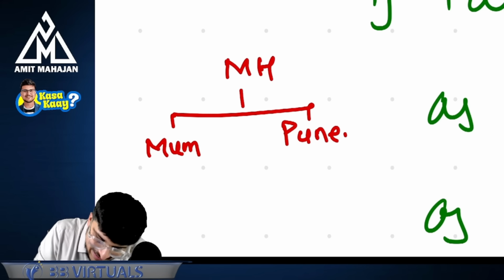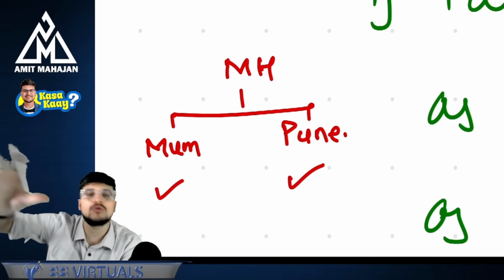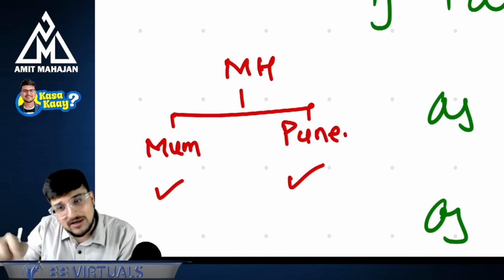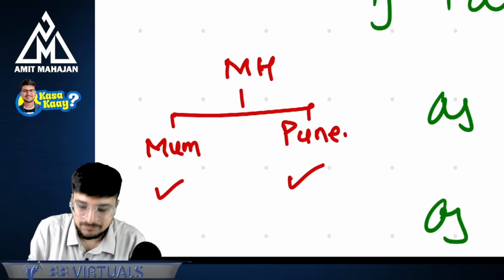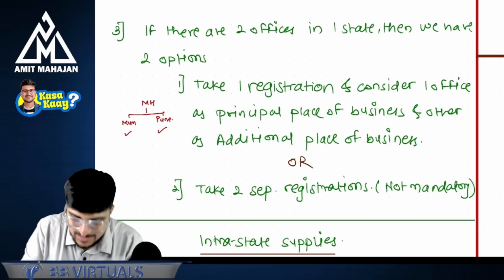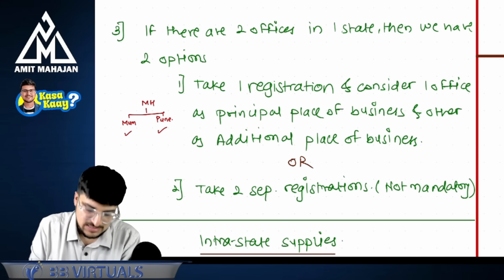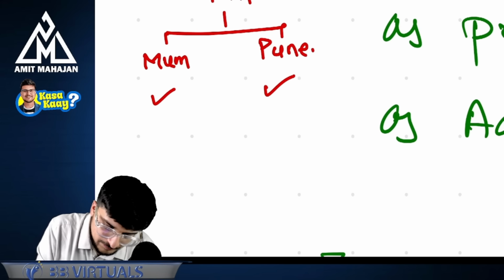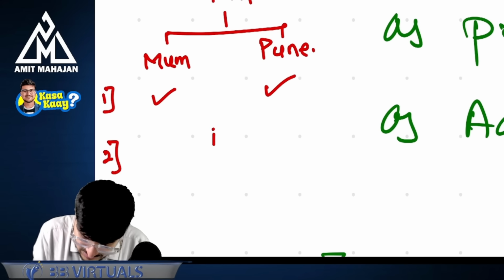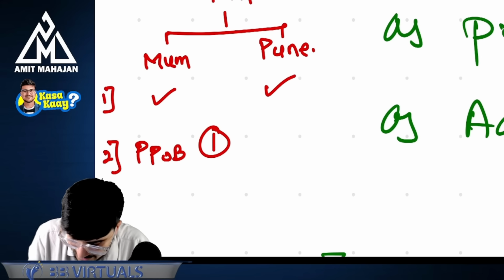Option number one, I can take separate registrations for these two, but I'm not obliged. I'm not under obligation to take two separate registrations. For one state, I'm required to take only one registration. But if I want to take two separate registrations, I can. Or I can take one registration and consider one office as the principal place of business and the other as an additional place of business. So they can take two separate registrations, or only one registration where Mumbai is considered as principal place of business and Pune is considered as additional place of business.